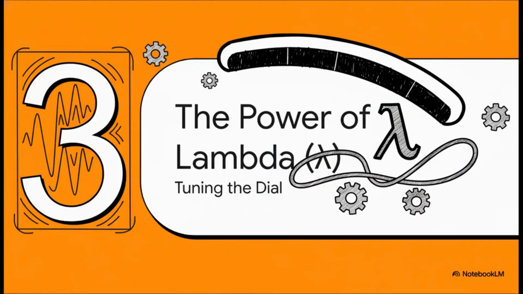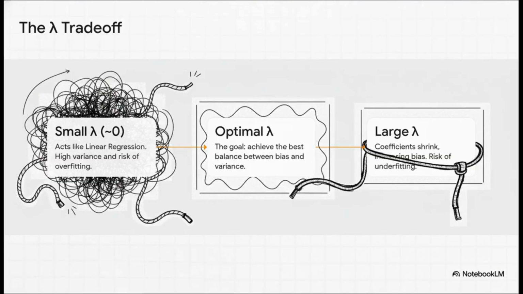Now, that little Greek letter you see, lambda, is probably the most important part of this whole thing. You can think of it as the dial we get to turn. It controls just how tight that leash on our model really is. Choosing the right lambda is this constant balancing act. If you set lambda to basically 0, well, there's no leash, and you're right back where you started with a high-variance, overfit model. But if you crank lambda way up, the leash becomes way too tight. You pull the coefficients so close to 0 that the model becomes too simple and can't learn anything useful. That's high bias. The whole goal is finding that perfect sweet spot right in the middle.